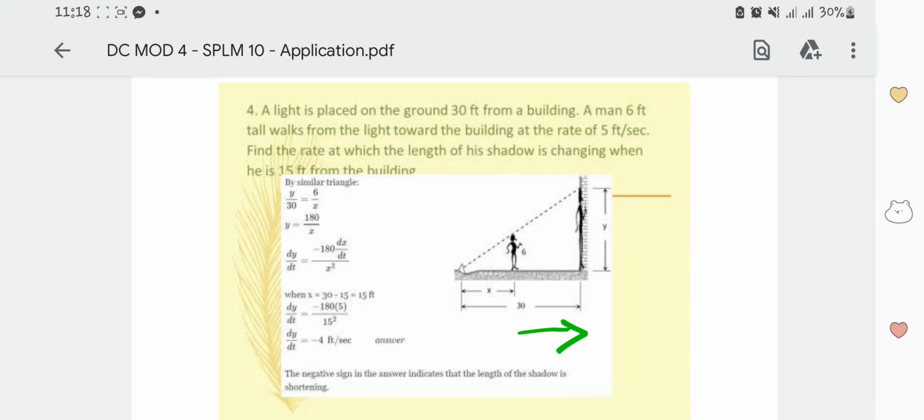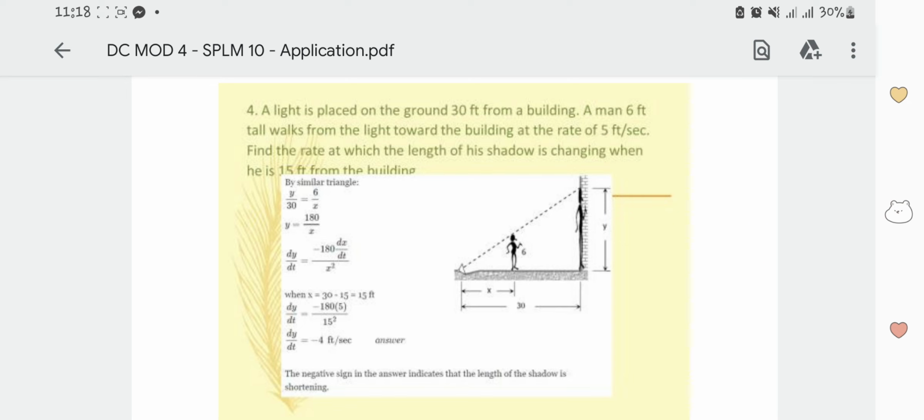At the rate of 5 feet per second. Find the rate at which the length of his shadow is changing when he is 15 feet from the building. So, we are looking for the rate at which the length of the shadow is changing. The height of the shadow is y, so what we are looking for is dy over dt.